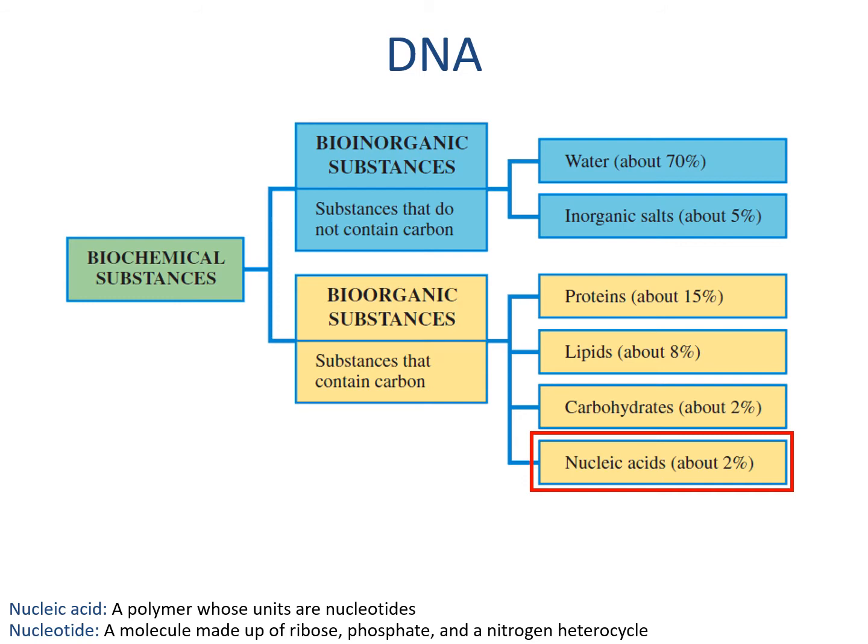DNA is a type of nucleic acid. A nucleic acid would be any polymer whose units are nucleotides. Of course, nucleotides then need to be defined as well. Those are any molecule that's made up of ribose, which is a carbohydrate, phosphate, and some sort of nitrogen heterocycle, a ring that contains nitrogen.